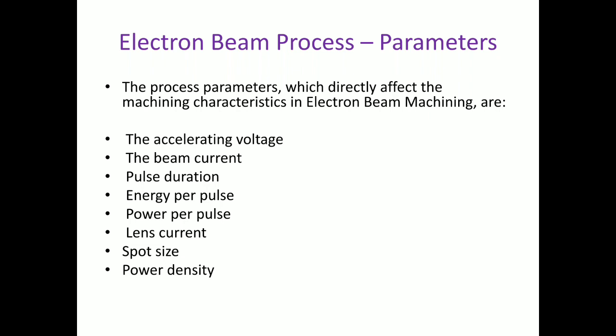Lens current: what is the lens current, which will decide the focusing of the electron beam. Spot size: what is the spot size of the electron beam. Power density: power intensity or power density is the energy being focused per unit area. So these will be the process parameters which will affect the end output of the EBM process. If we vary any of these parameters, the electron beam process will definitely produce a different result as compared to the other one.